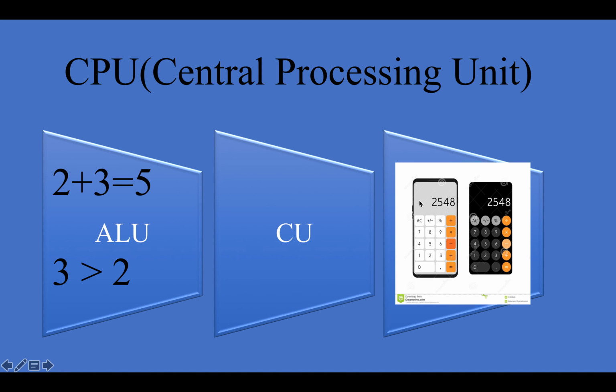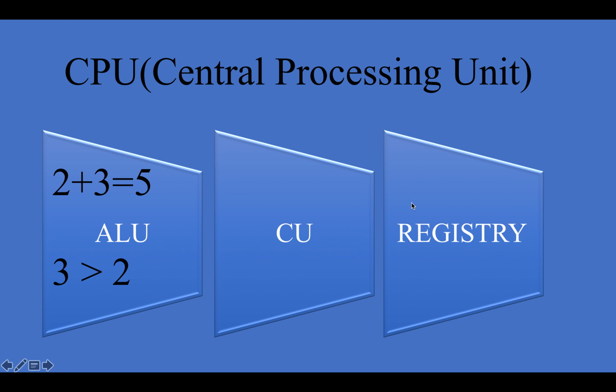In the same way, whenever the computer wants to perform any operation, first it stores the data into the registry. The CPU stores its data into the registry and then performs any calculation or any operation on this data. Processing takes place. These three are the basic parts of any typical CPU, and these are the partitions of the CPU.